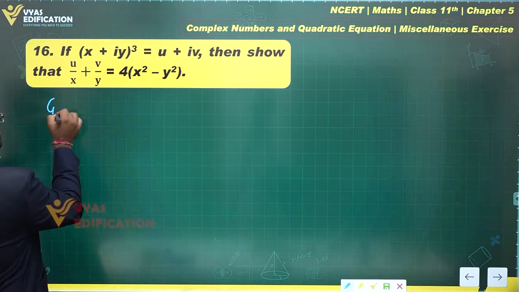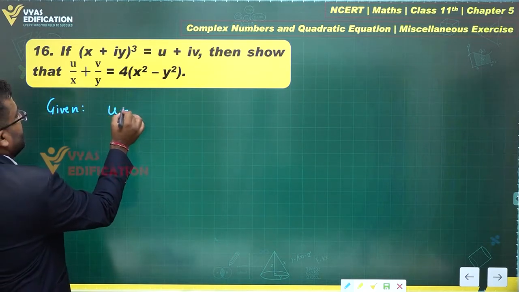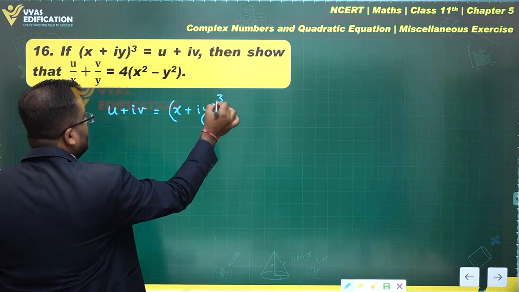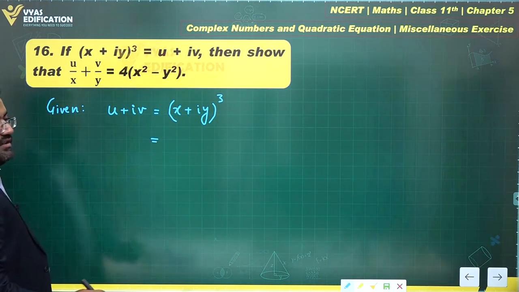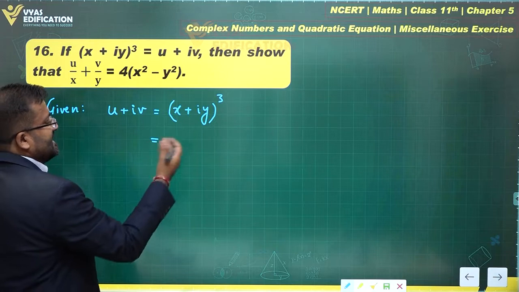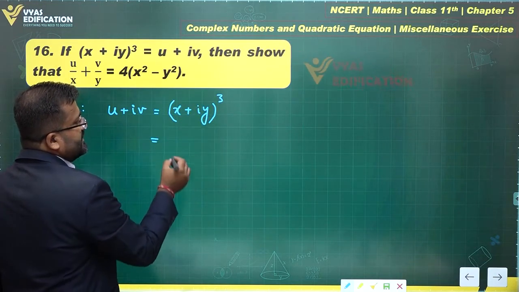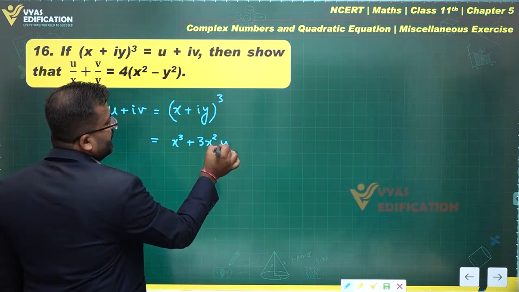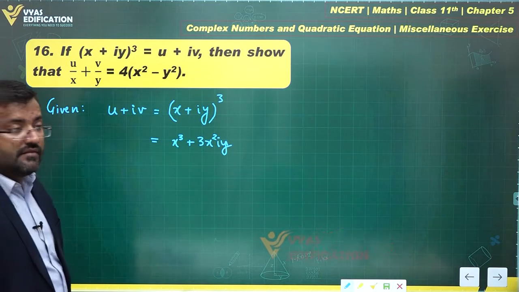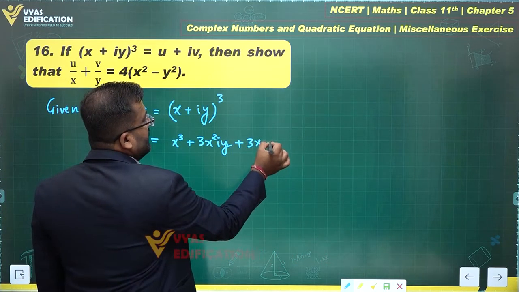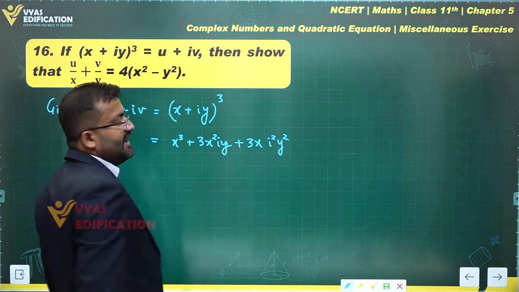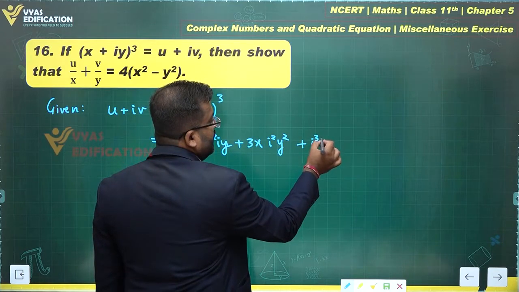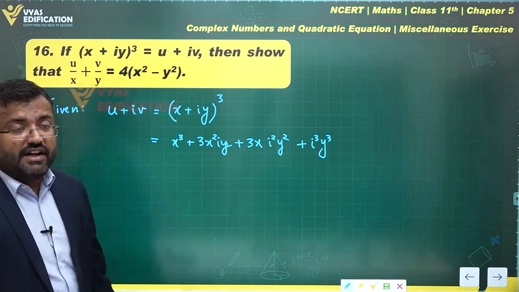Given that u + iv is equal to (x + iy)^3. This implies, (x + iy)^3 can be further written as, this is (a + b)^3, which becomes a^3 + 3a^2 b, which is iy, plus 3ab^2, which is iy squared, which is i^2 y^2, plus b^3, which is i^3 y^3. This is what we have, right?